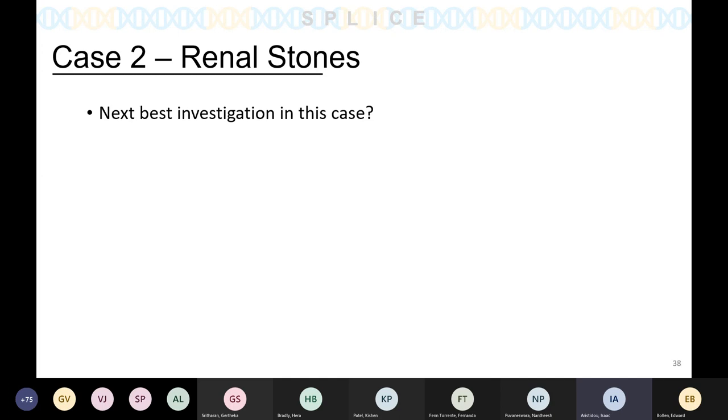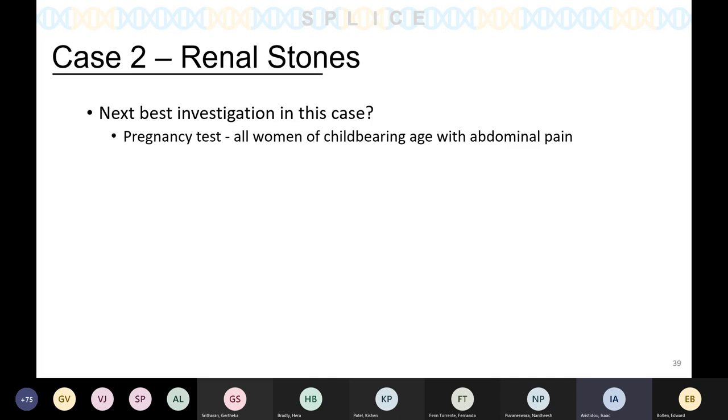Okay, so what's the next best investigation in this case then? Urine dip, pregnancy test. Yeah, any question with a woman of childbearing age, SBAs, I always back myself for a pregnancy test. Any woman with acute abdomen, just do it. It has to be done, basically. Are there any other things that you'd like to do for this lady?